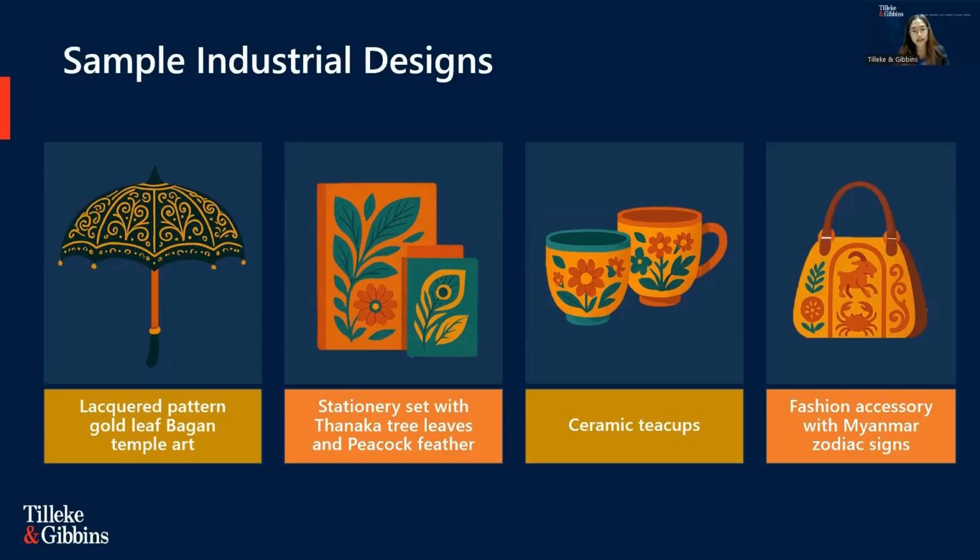The second one is the book, a stationery set, but the cover is unique because it is created with Tanaka design and also a peacock feature. The third one is the cup. On the surface of the cup, you can see the unique design. The last one is a fashion item, which is the bag, and we cover it with Myanmar zodiac signs, which are for Monday, Tuesday, and we have a specific animal on it. So these are sample design examples.